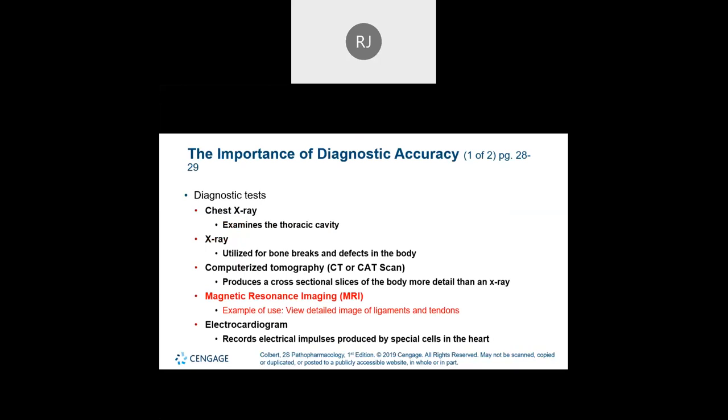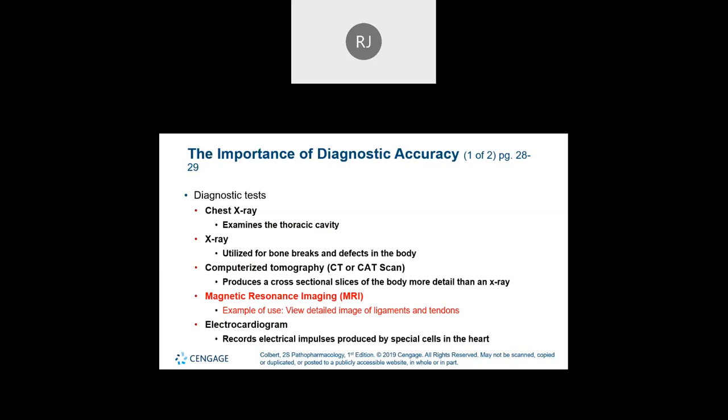On page 28, 29, we're going to discuss the importance of diagnosing a patient correctly with the use of labs and testing. Diagnostic tests can include numerous things. Some examples: a chest x-ray, which examines the thoracic cavity; an x-ray utilized for bone breaks and defects in the body; a CAT scan; and an MRI, which can be used to view detailed images of ligaments and tendons.